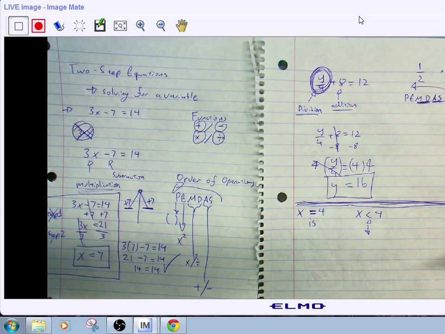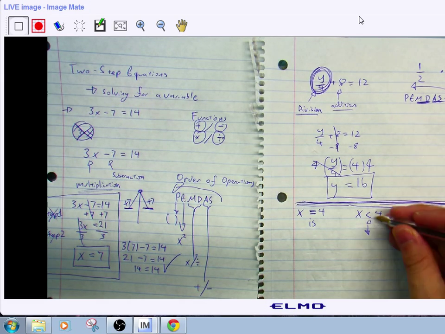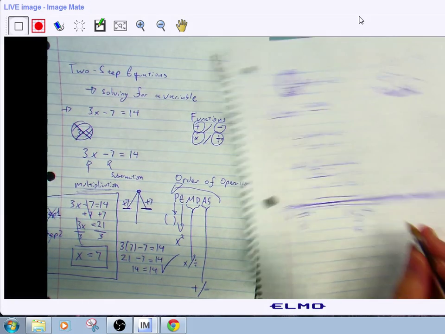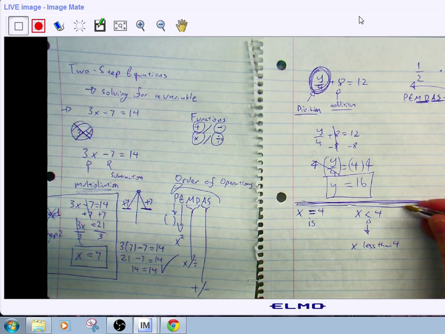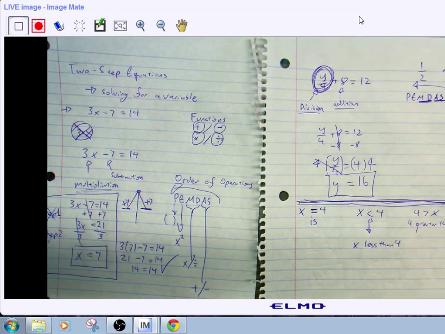Maya? 4 is greater than x. 4 is greater than x? Yeah, but I like to read left to right, so I would say x is less than 4. But you're absolutely right, it's actually the exact same thing if I were to say 4 is greater than x, right? These are equivalent. These are saying the exact same thing.